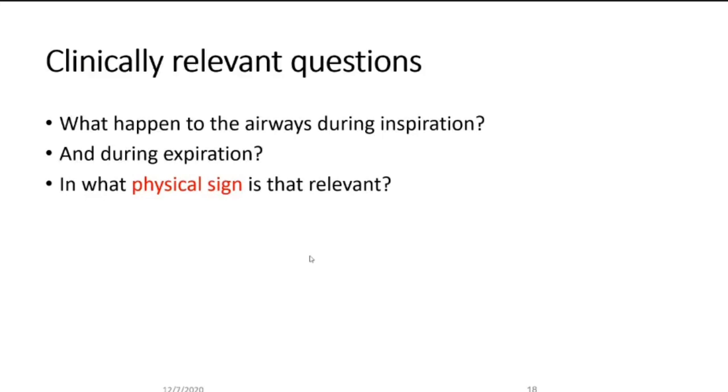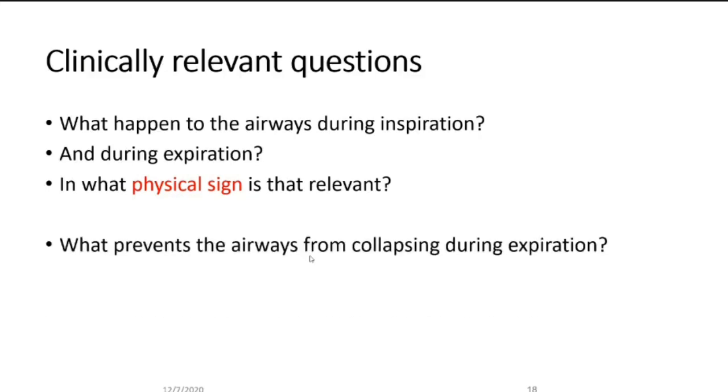Which physical sign demonstrates this clearly? You did examination last year. Wheeze. Yes, exactly. Wheeze and rhonchi benefit from this phenomenon. So when we hear a patient with wheeze on inspiration and wheeze on expiration, that is a biphasic wheeze. This means he has very severe narrowing of the airways, because even with the dilatation during inspiration he still has a very narrowed airway to produce the wheeze.